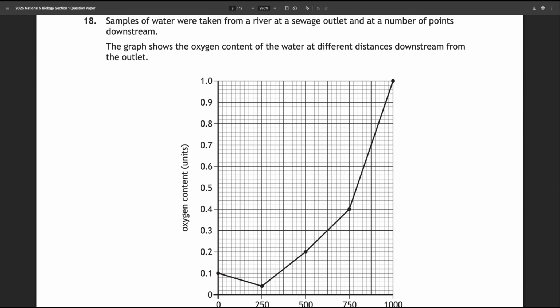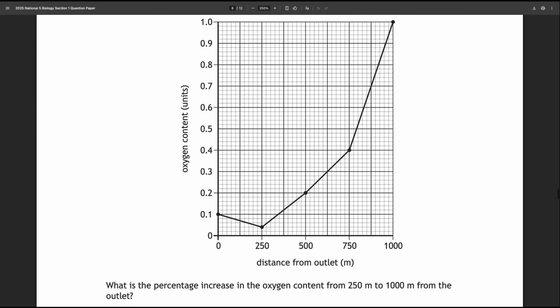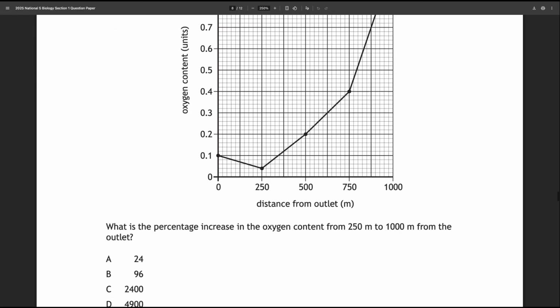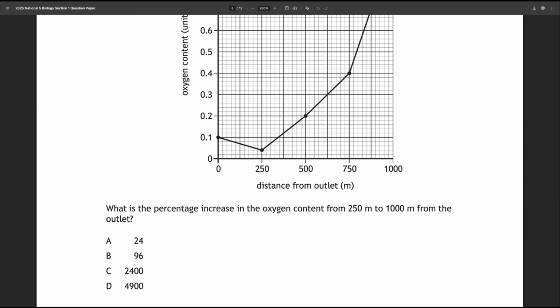Question 18. We have got samples of water that were taken from a river at a sewage outlet and a number of points downstream. The graph shows the oxygen content of the water at different distances downstream from the outlet. Okay, that's fine. We can see that there. So what is the percentage increase in the oxygen content from 250 metres to 1,000 metres from the outlet? So we'll find 250 metres here, and we find that the oxygen content there is going to be 2. Okay? If one big box here is worth 0.1, then one smaller box is going to be worth 0.02.